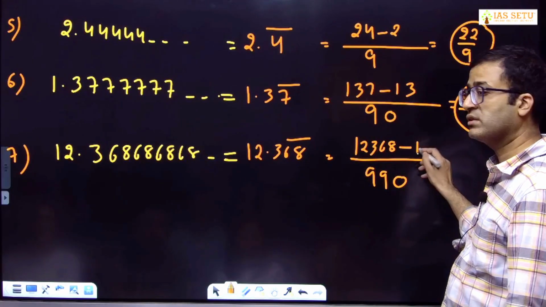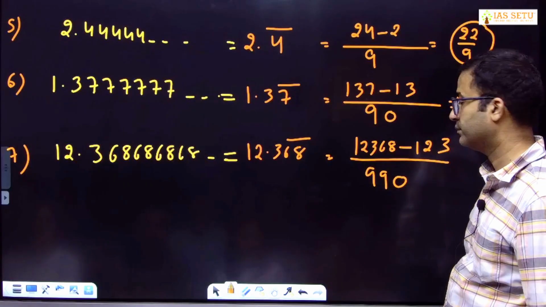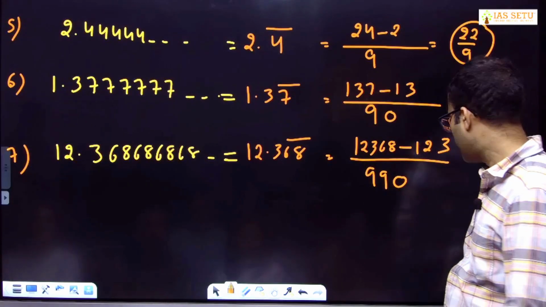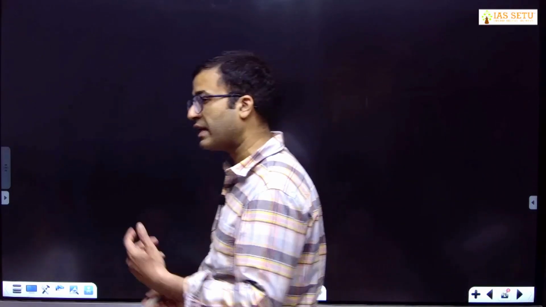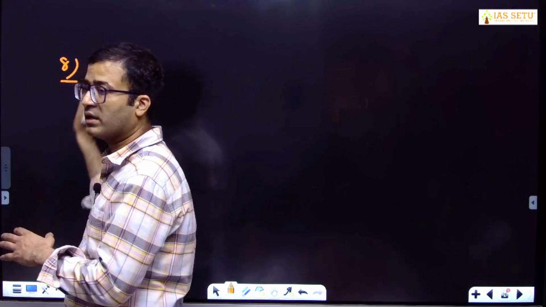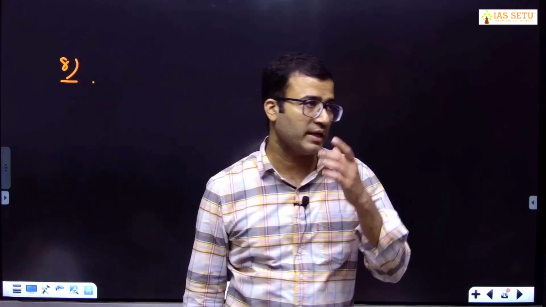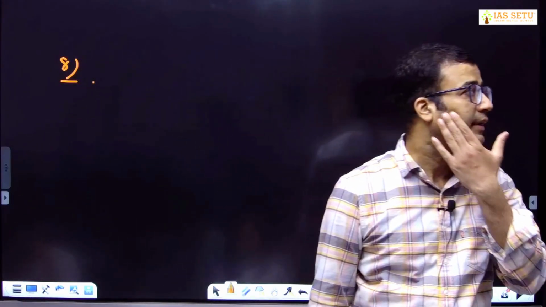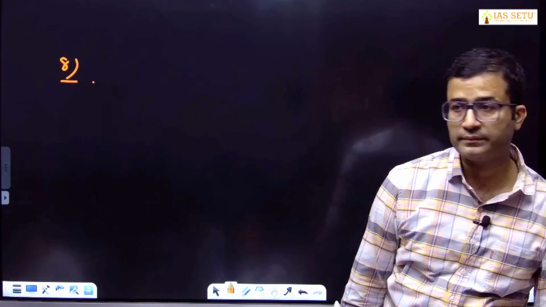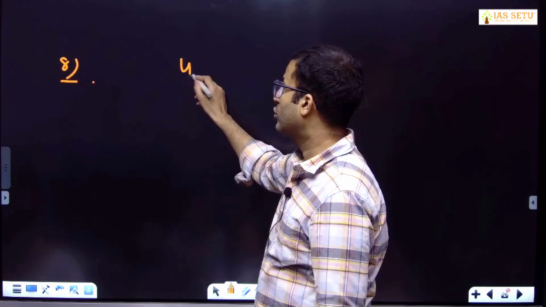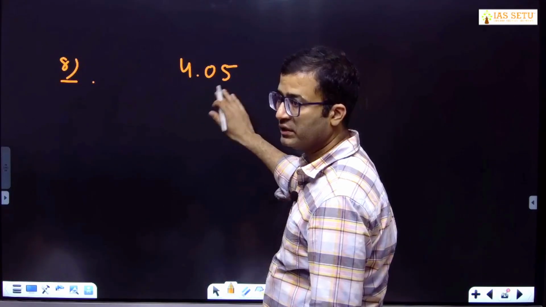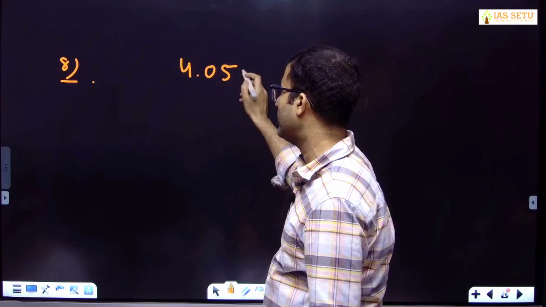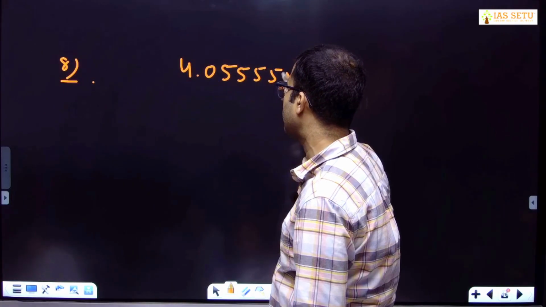What about numerator? 12,368 minus 1 2 3. Okay, try one more question, then I give you a language, मतलब क्या करना है इसमें, टॉपिक में टाइप 1, टाइप 2, टाइप 3. 4.0555555. If you can handle this it means you understood the topic.